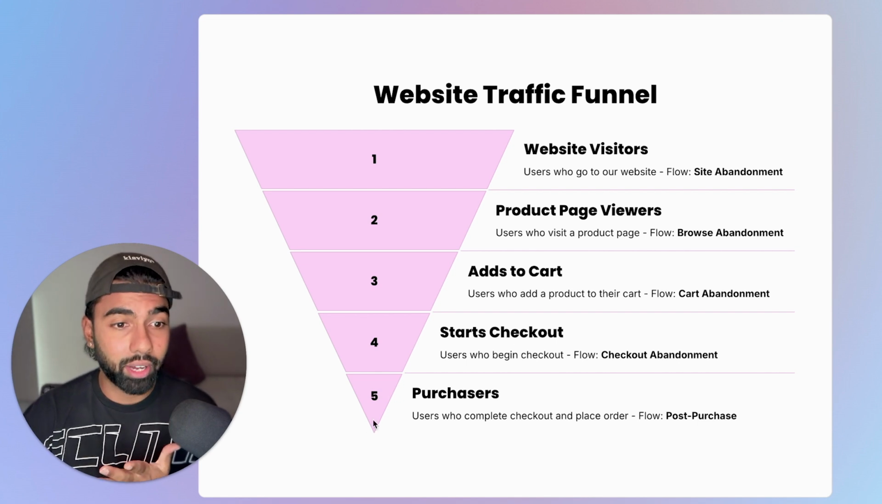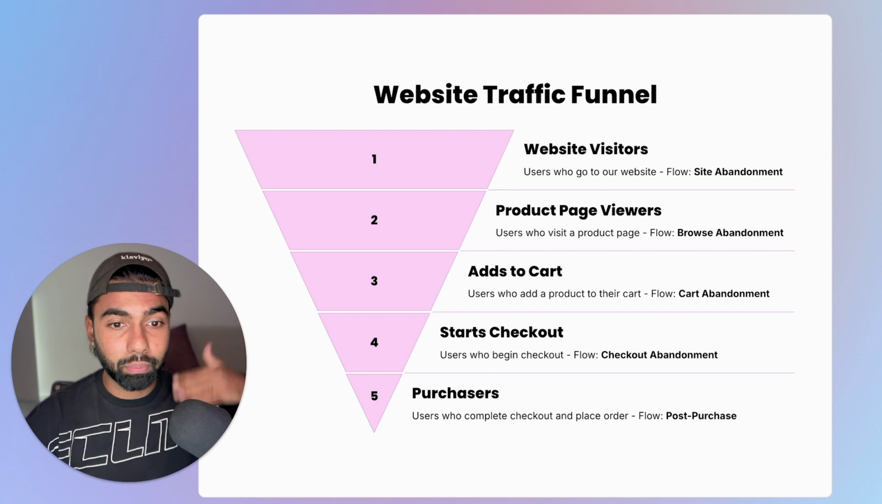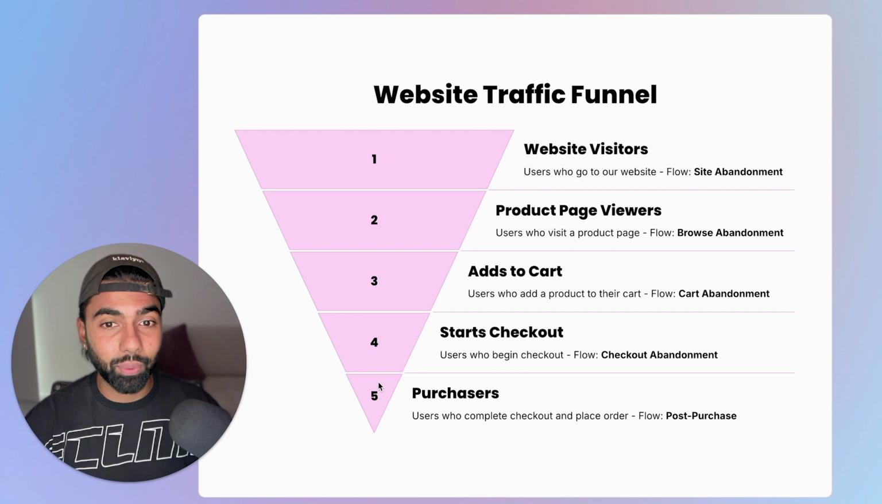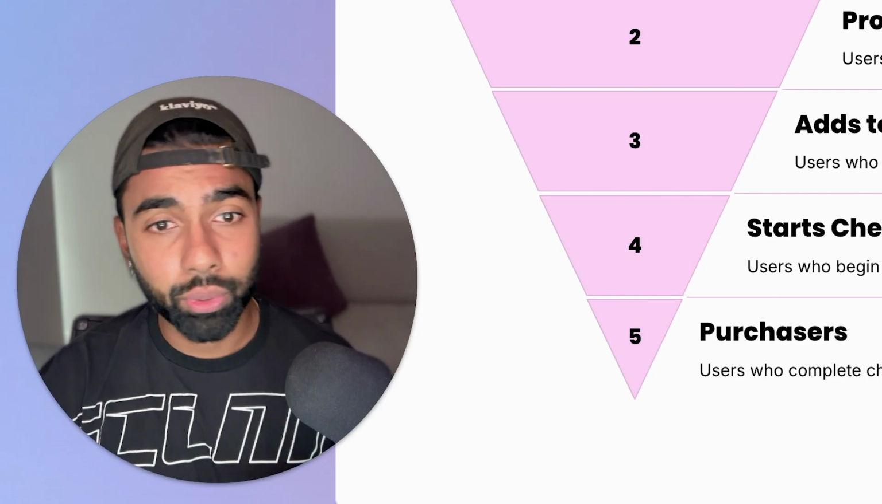Now, that's totally fine. It's just the way that it is. You're obviously going to get way more people that visit your website than place an order. Now, what we want to do is identify every single key step in this funnel, and we're going to have an attributed flow for that step. So let's start with step 1. Someone's going to go to our website.